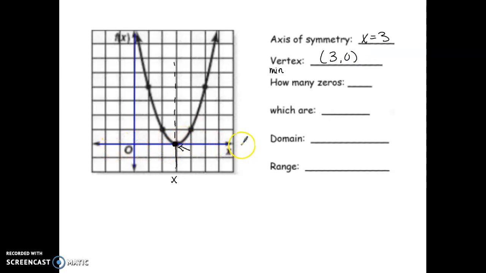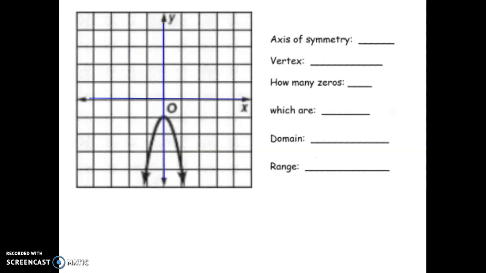Then, if you're looking for zeros, this parabola only actually has one intercept. It only hits the x-axis at one point. When x equals 3, y is 0. The domain, because of the arrows, would be x is in the set of real numbers. And the range, y would have to be greater than or equal to 0 on this graph. So this parabola has a minimum and only has one solution.